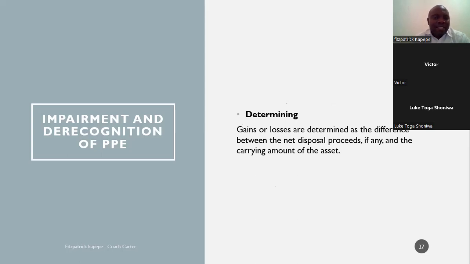On the determination, impairment and derecognition, how do you determine these gains and losses? Gains or losses are determined as the difference between the net disposal proceeds, if any, and the carrying amount of an asset. We have looked at this in many ways, especially when looking at the group cash flows.